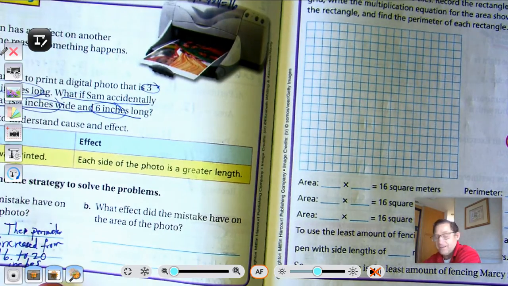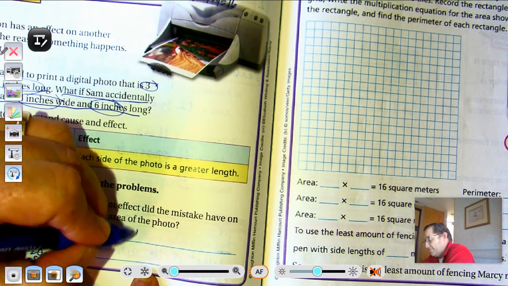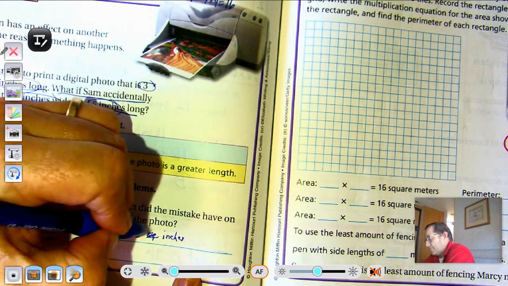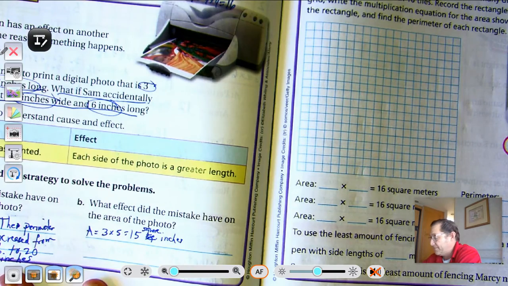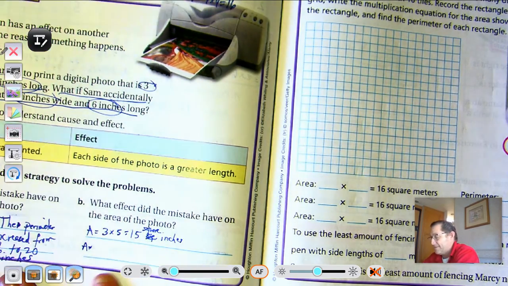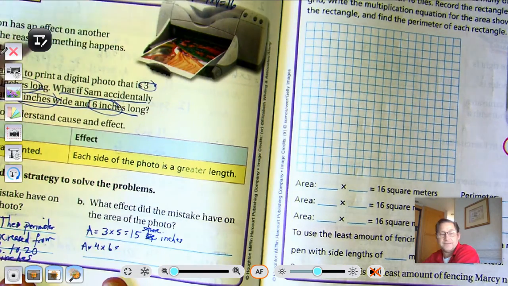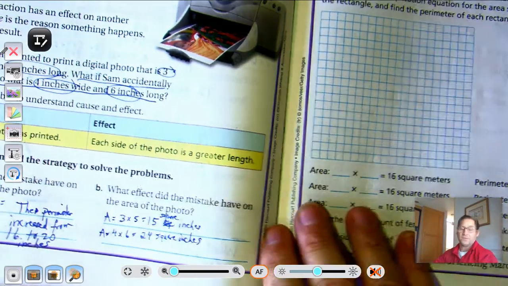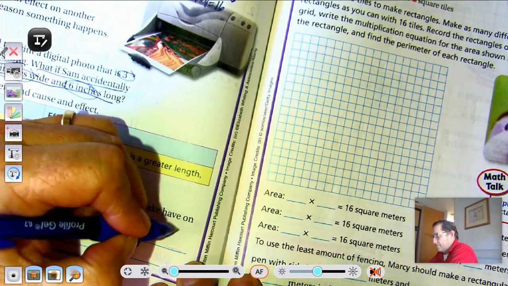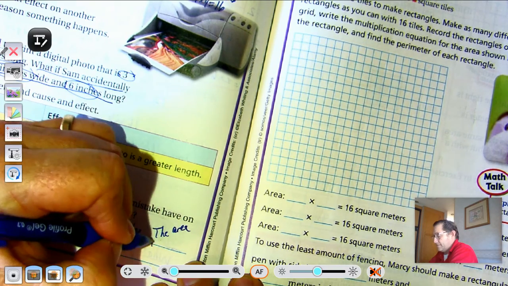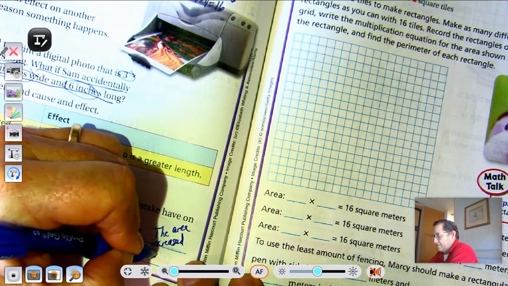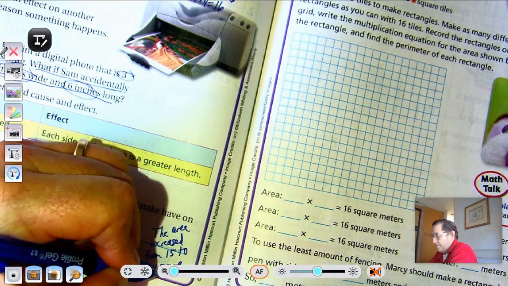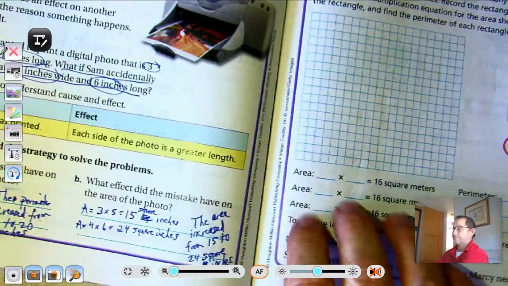How did it affect the area? Well, the area of the first one should have been 15 square inches. Okay, 3 times 5 is 15 square inches. And the area of the second photo is 4 times 6. 4 times 6 is 24 square inches. So the area increased from 15 to 24 square inches. Okay.